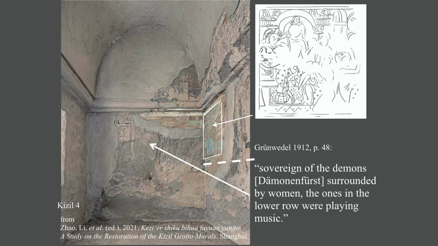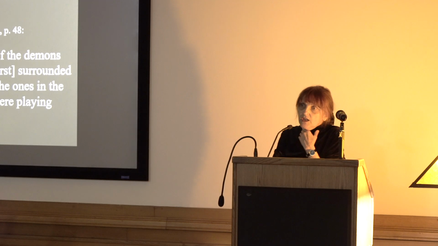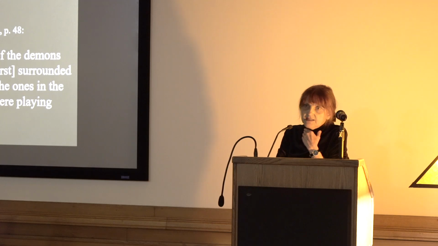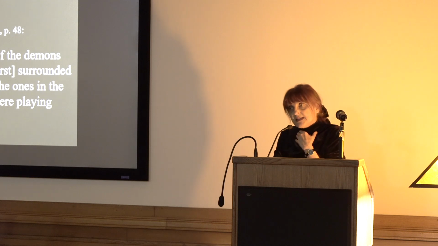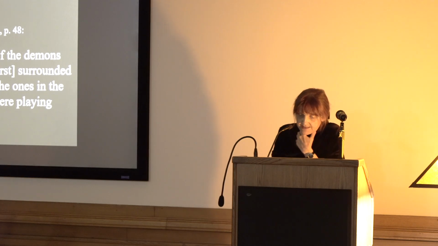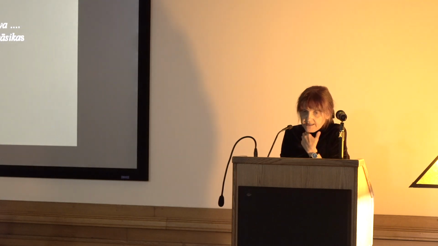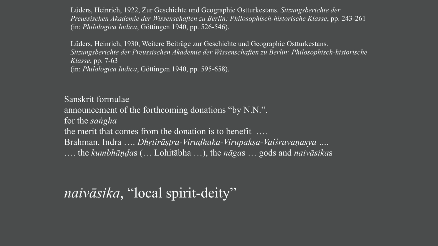He still could see what he calls Dämonenfürst, sovereign of demons, surrounded by women, some of them playing music. In the entire interior, not a single Buddha. They were only demons, well, for whom? Next to that, monks were staying. Now, that's only a theoretical way of explaining, but what we definitely should search for is who were the Naivasikas.